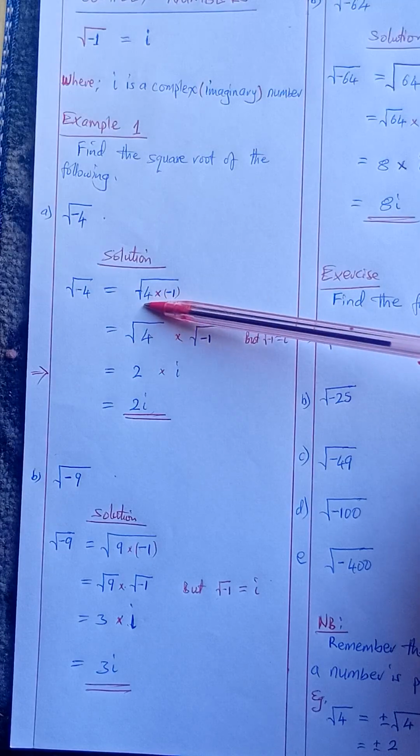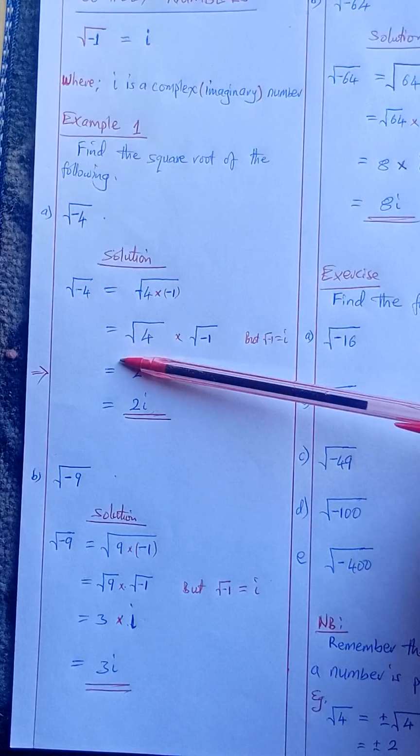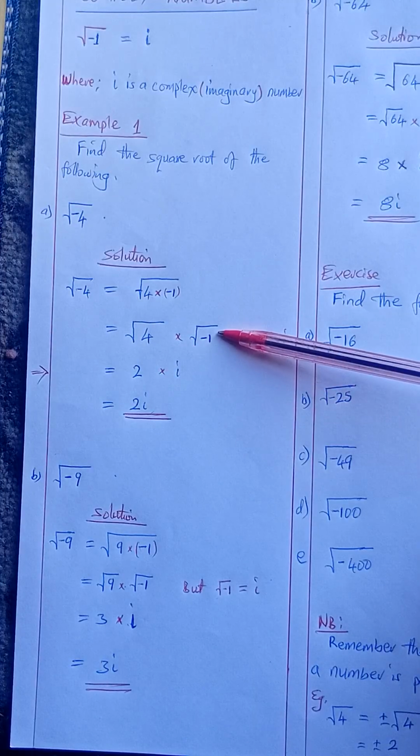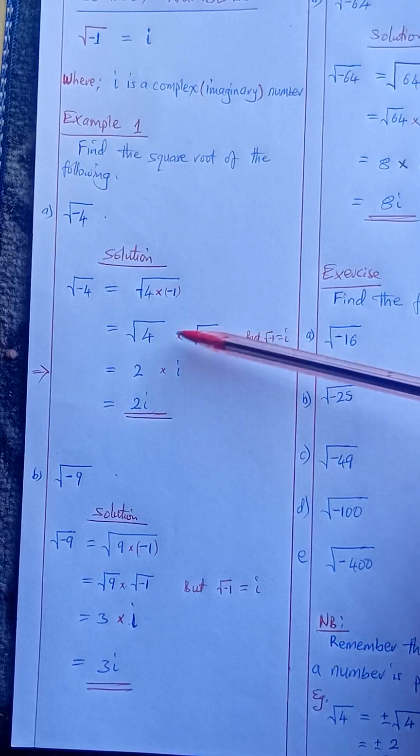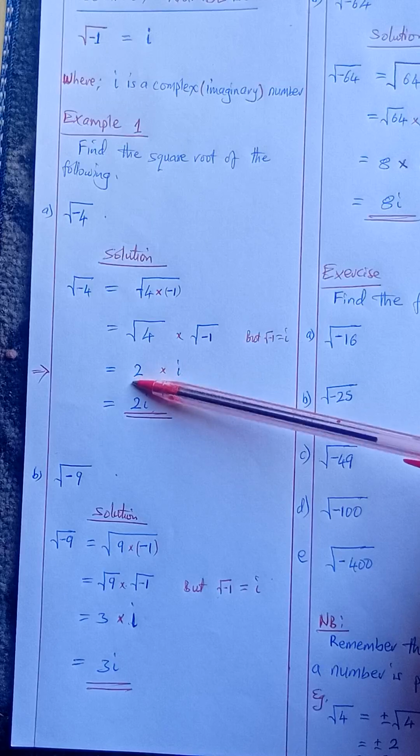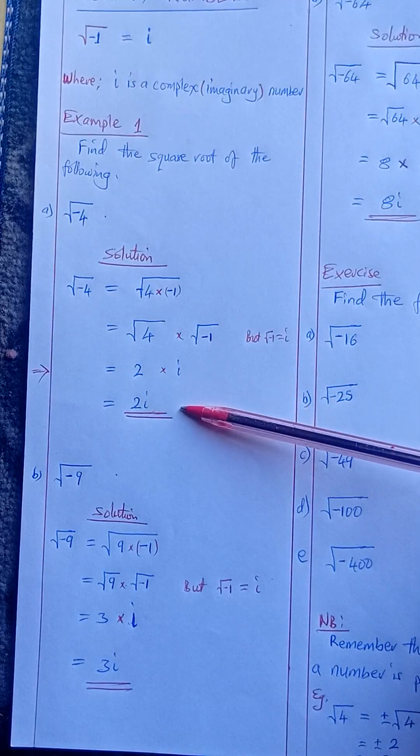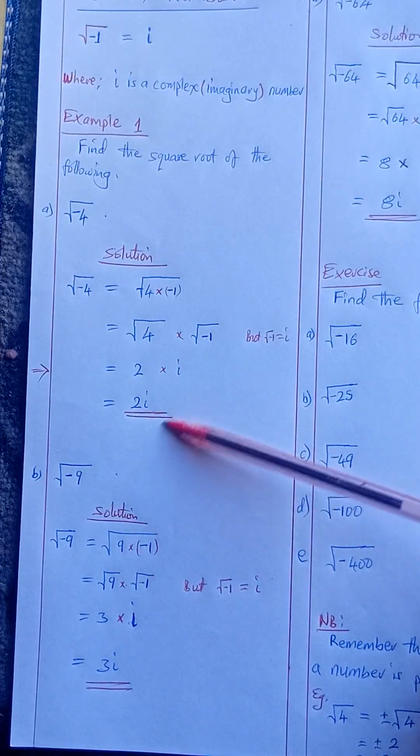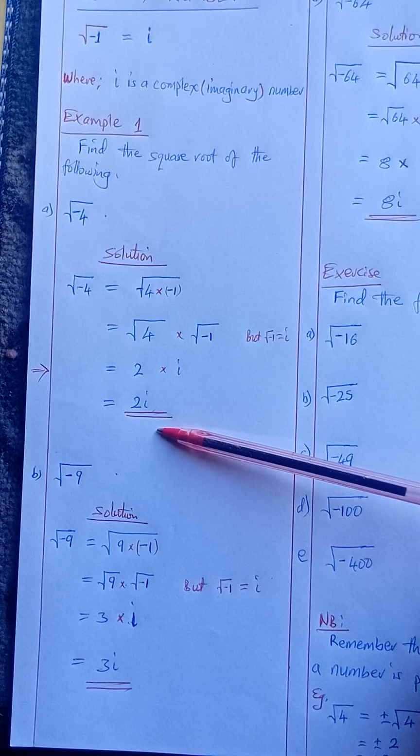So here we have the square root of 4 times negative 1, which is the same as the square root of 4 times the square root of negative 1. But the square root of negative 1 is equal to i. So which means we can get the square root of 4. The square root of 4 is 2. And the square root of negative 1 is what? It is i. So 2 times i, we get 2i. So this is the square root of negative 4. That is for example 1, part A.